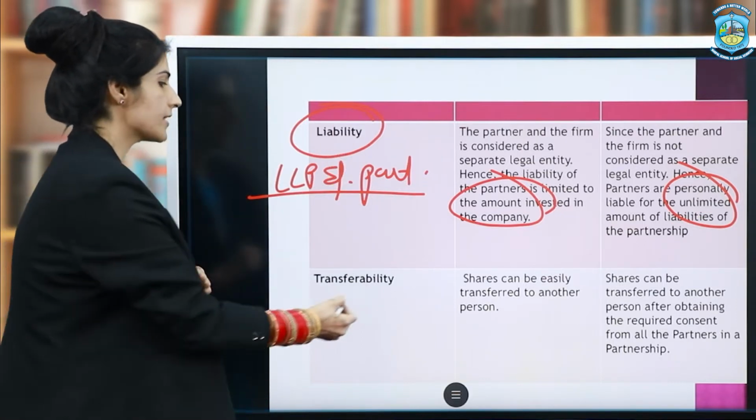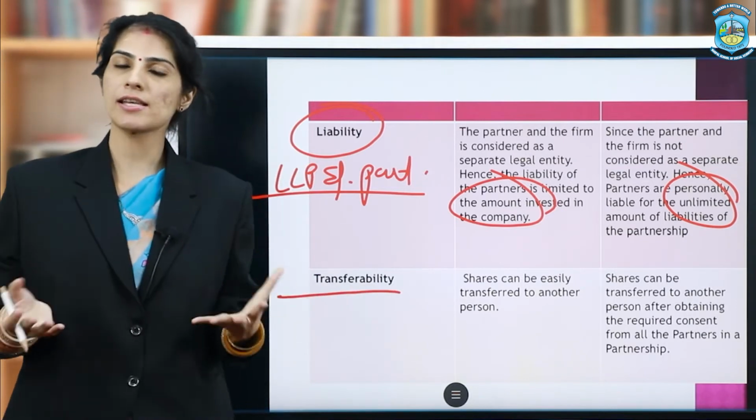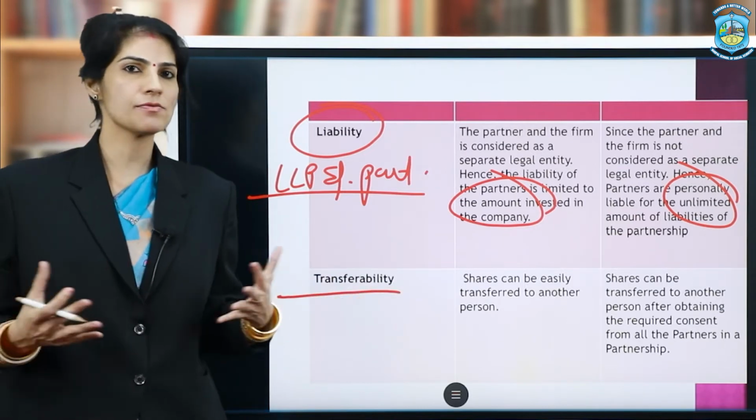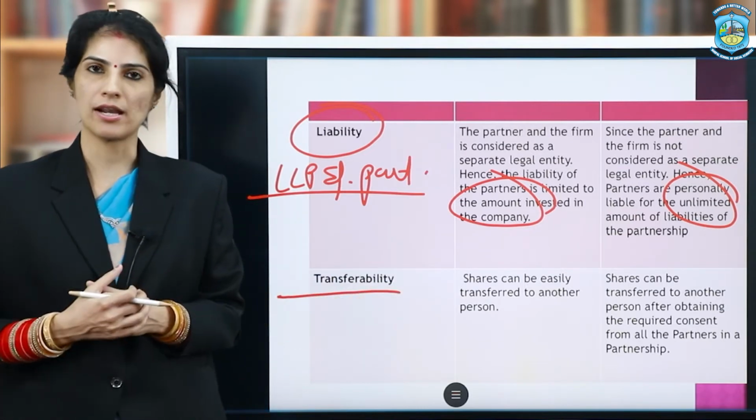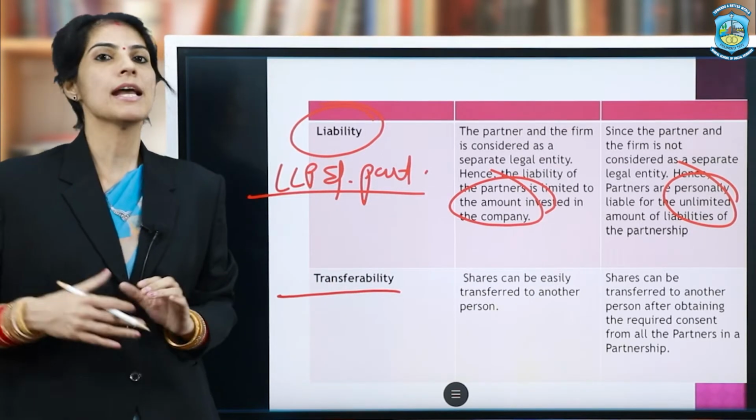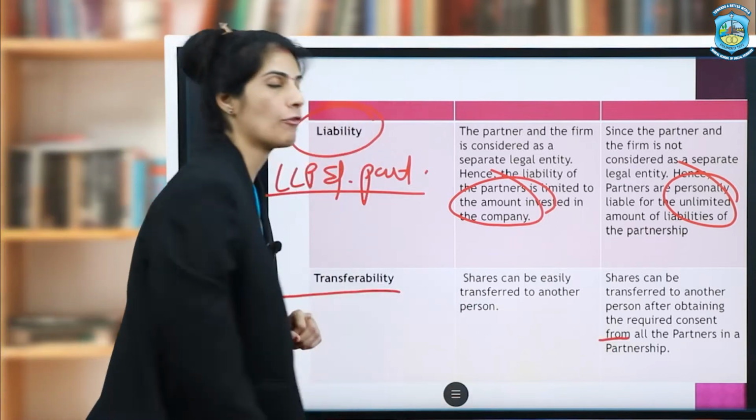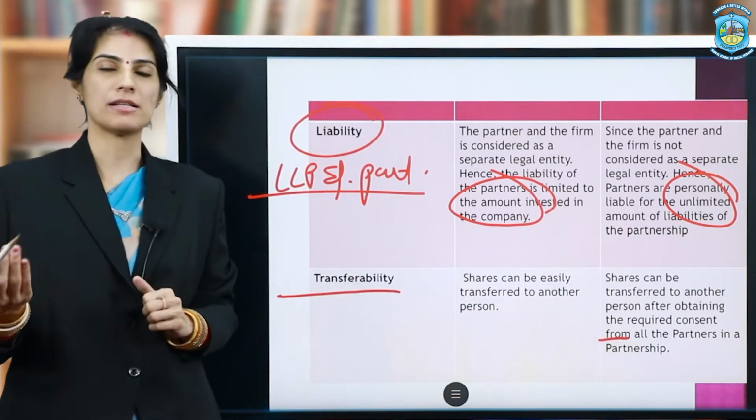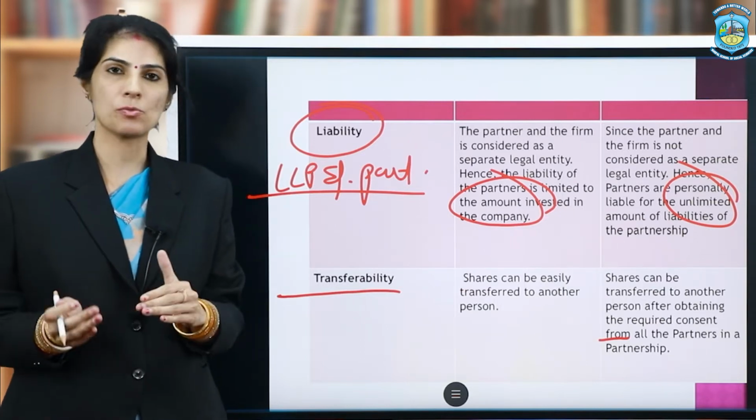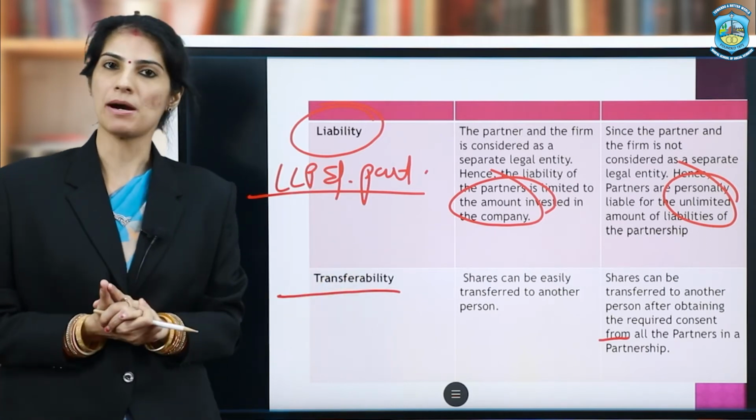The last difference is the transferability. Always remember that whenever you have shares in a partnership firm, in an LLP, they can be transferred very easily from one person to another. In the unlimited liability partnership firm, they can be transferred but only after they get the consent of all the partners of the partnership firm. So this completes the basic difference between a limited liability partnership and unlimited liability partnership.